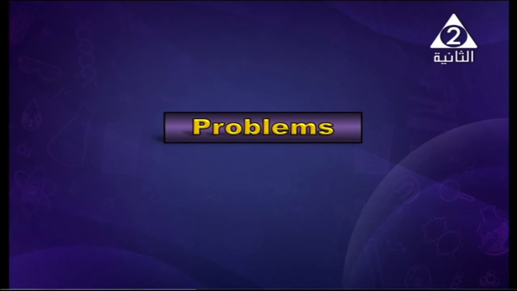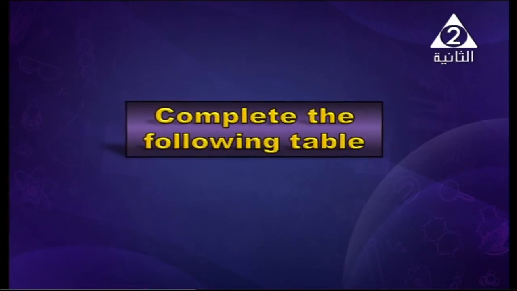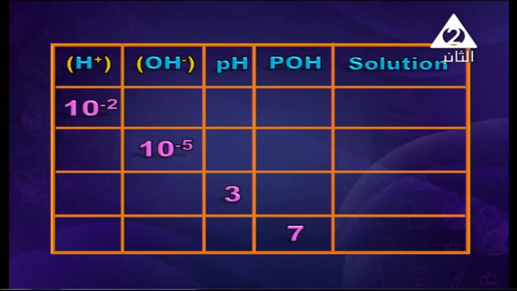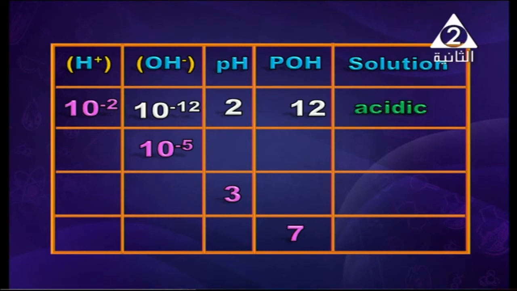We are going to discuss some problems on these values. Complete the following table. Here the concentration of hydrogen ion, hydroxide ion, pH, pOH and solution values are written in the table. We are going to complete the missing blanks. So concentration of hydroxide ion equals 10 to power negative 12, and pH, negative log H positive, equals 2, and pOH, negative log OH negative, equals 12, and solution is acidic as pH is less than 7, which equals 2.